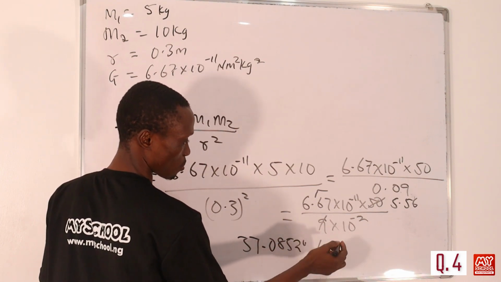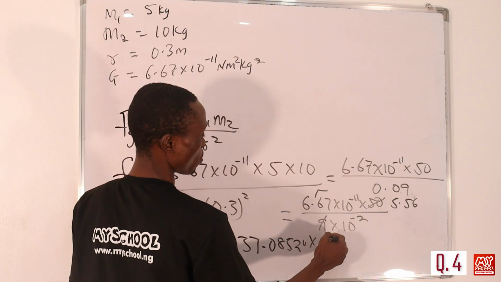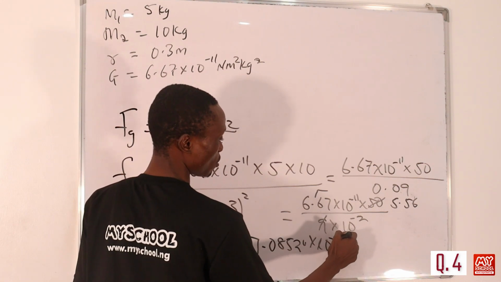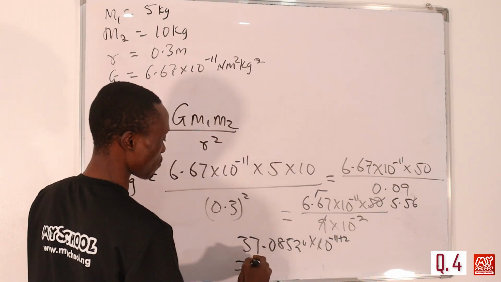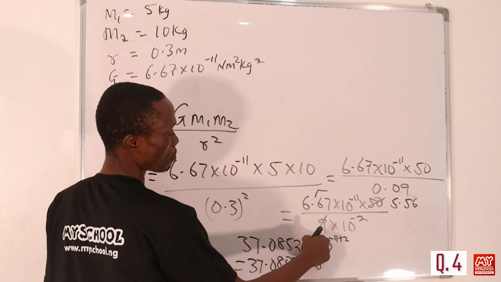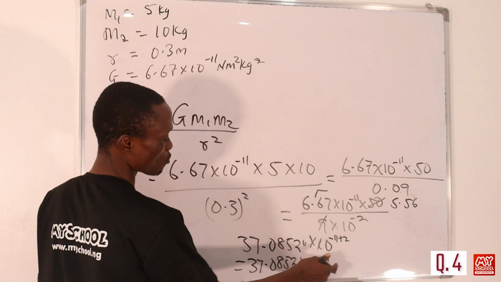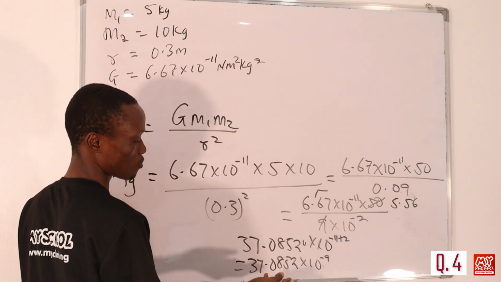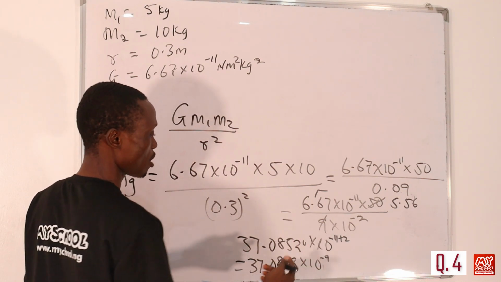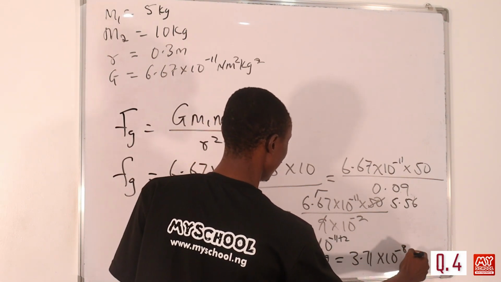37.0852, then times 10 raised to power. So let's apply the laws of indices. We'll have minus 11, then the minus and this minus is going to change to plus, so we'll have plus 2. So at the end of the day we now have 37.0852 times 10 raised to power, of course, minus 11 plus 2, that will be minus 9. But this is not in standard form, so let's put it in standard form. We simply move the decimal and take this to, let's say, 2 decimal places, so that we have 3.71 times 10 raised to power minus 8 Newton.